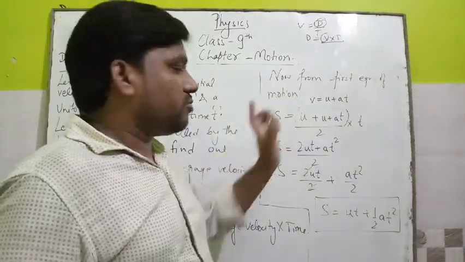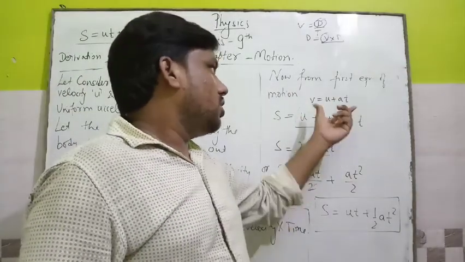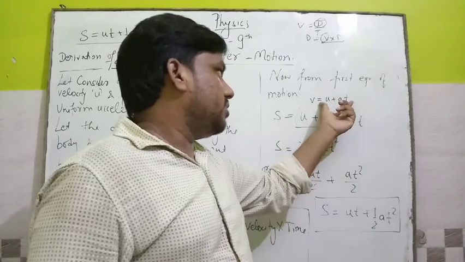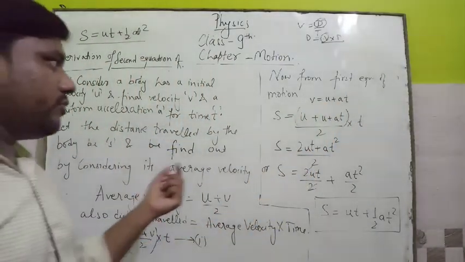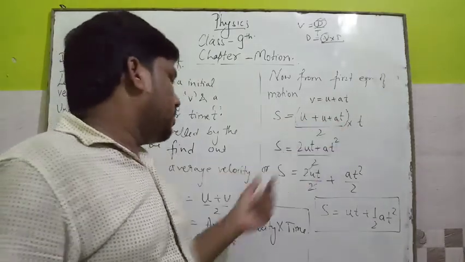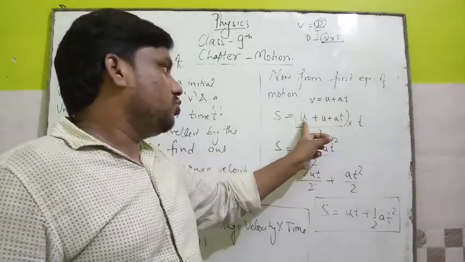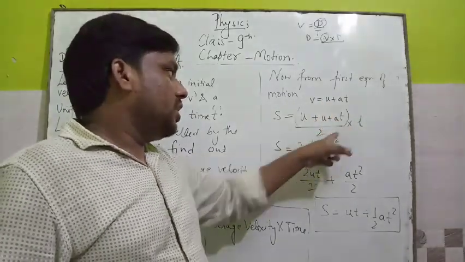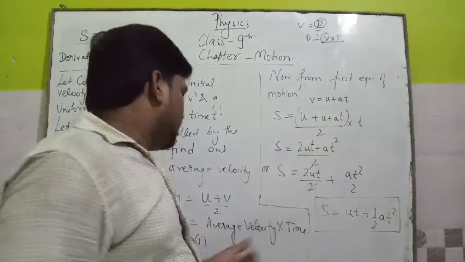Now from the first equation of motion, what does it say? V is equal to u plus at. Now the value of v, u plus at, we will put here in the place of v. So what do we get? s is equal to u plus u plus at, because in the place of v we are putting the value u plus at, divided by 2. Clear? And multiplied by t.